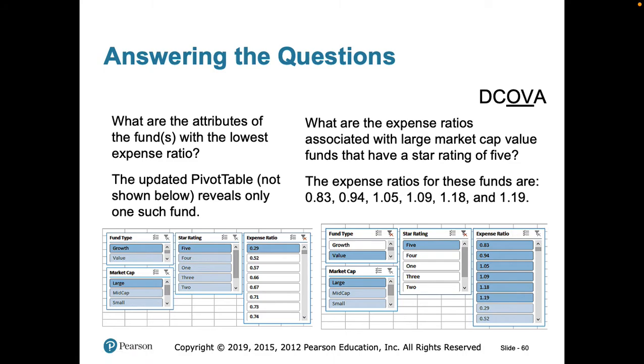What are the attributes of the funds with the lowest expense ratio? And then you can see here 0.29, right? The updated pivot table, not shown below, reveals only one such fund, which is 0.29. And on the other one, what are the expense ratios associated with large market cap value funds that have a star rating of 5? Here you click on the 5, and then it shows the expense ratios, which are from 0.83 to 1.19.